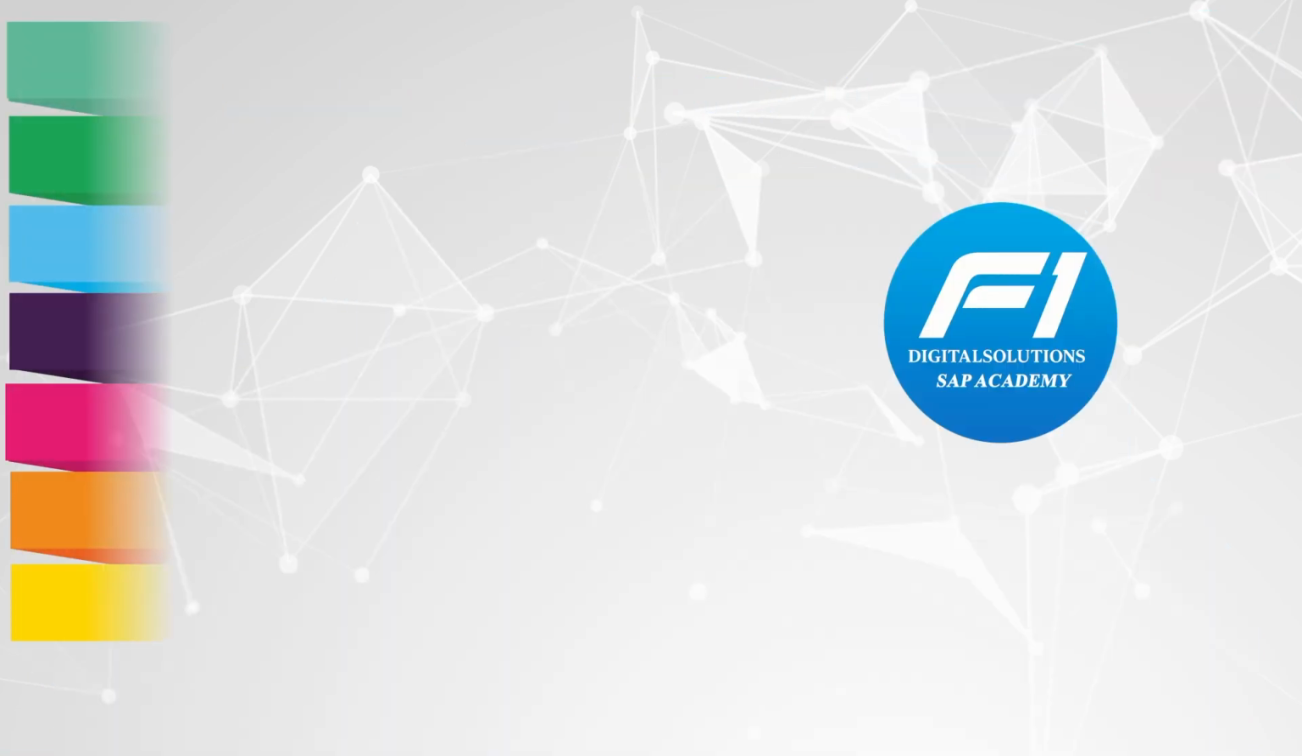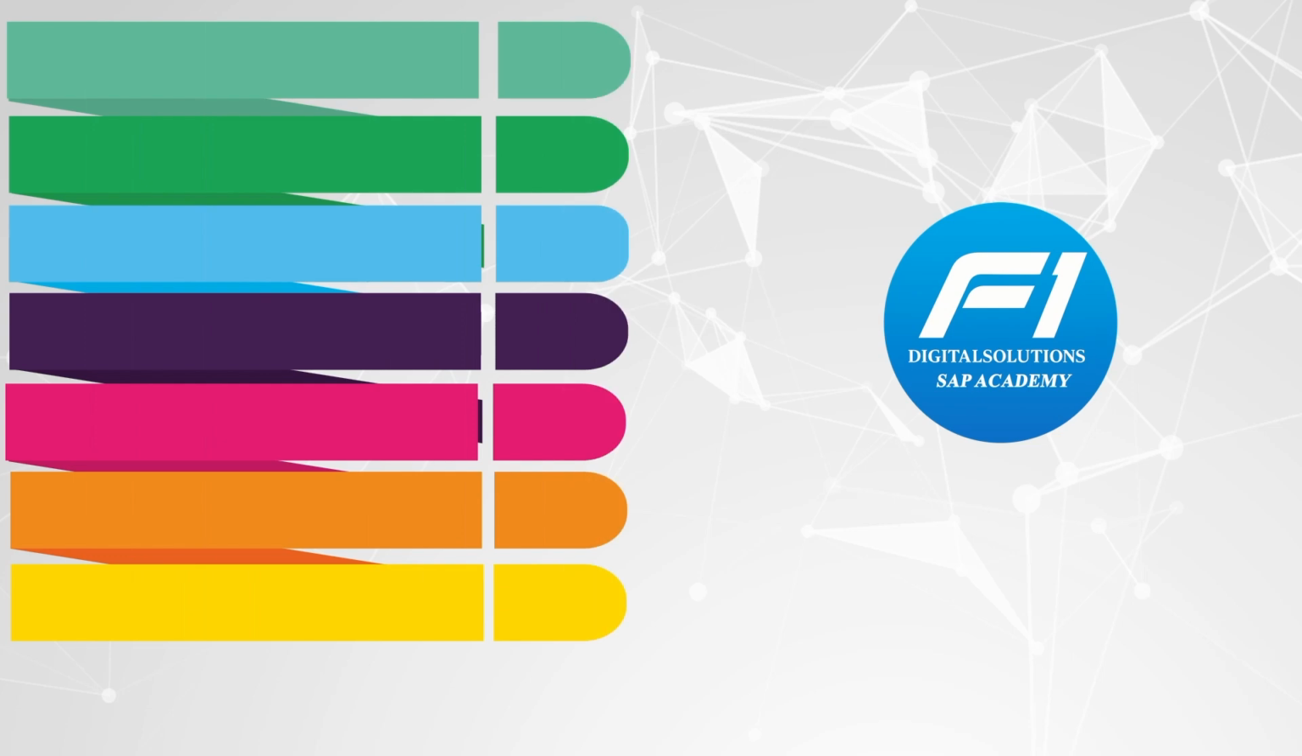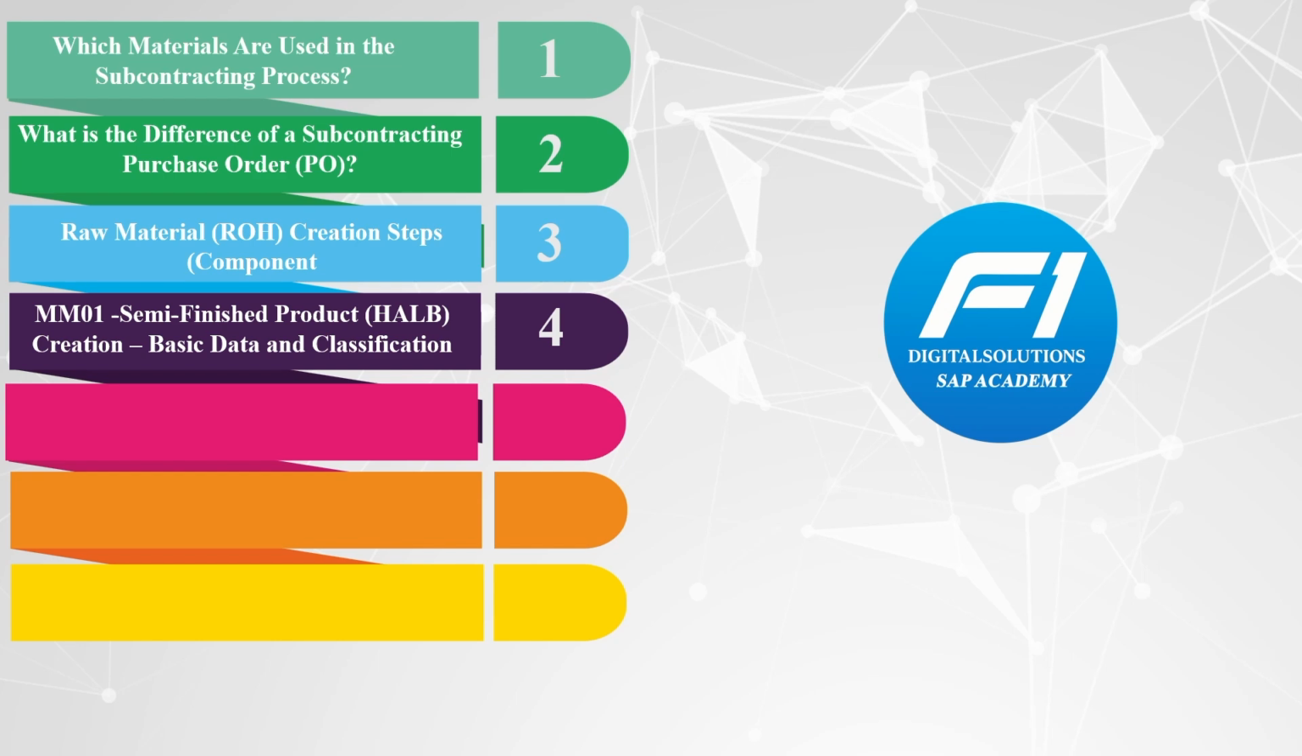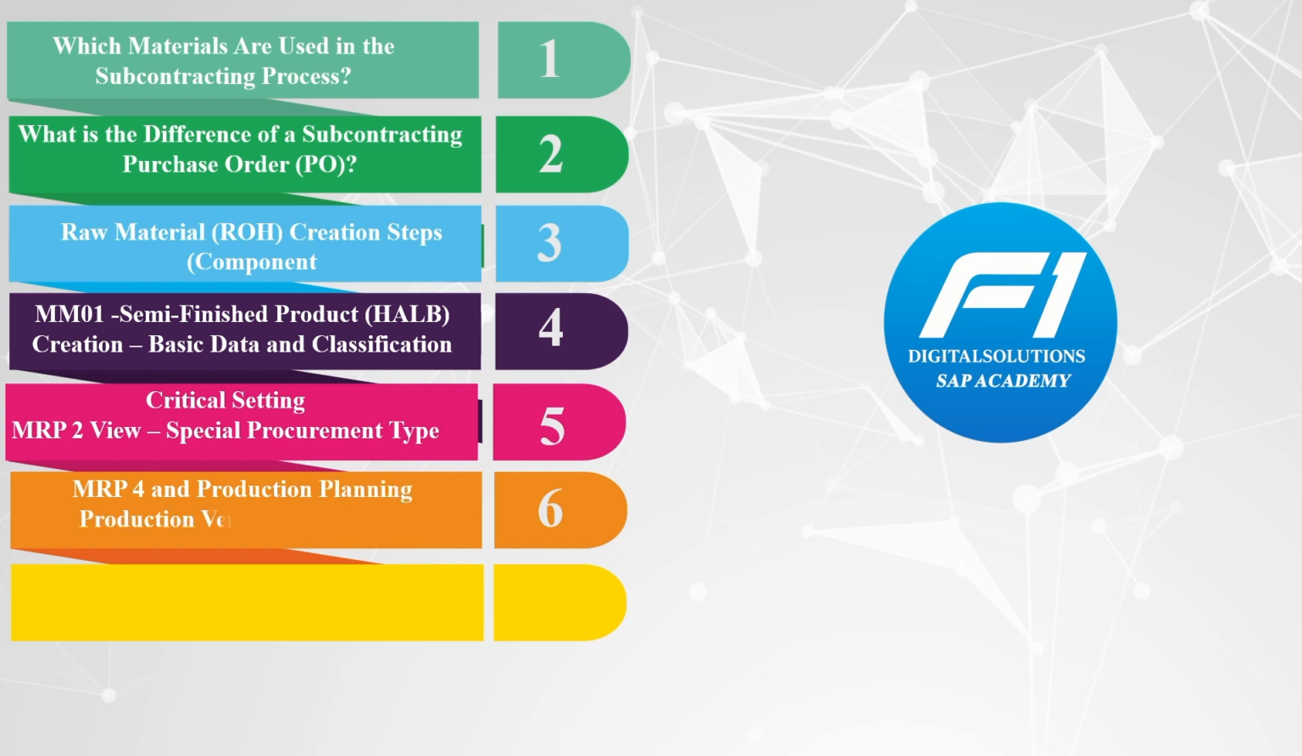Let's start. In today's lesson, our presentation consists of the following topics in order: which materials are used in the subcontracting process, what is the difference of a subcontracting purchase order, raw material creation steps in MM01, semi-finished product HILB creation, basic data and classification, then critical settings, MRP2 view, special procurement type, and MRP4 and production planning, production version preparation, and then accounting 1 with valuation classes 7,900 and 3,000 and price control.